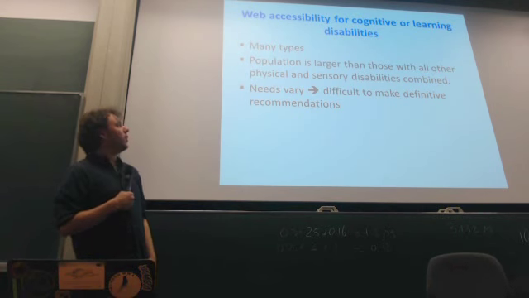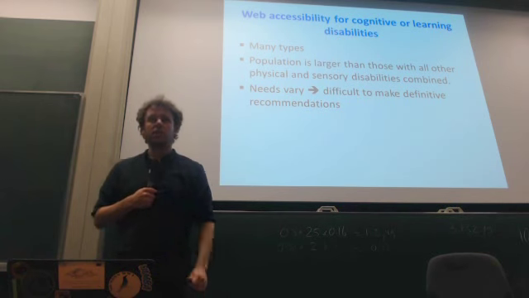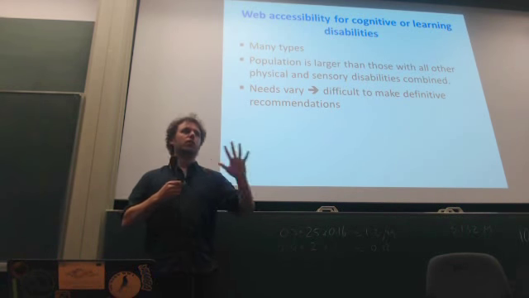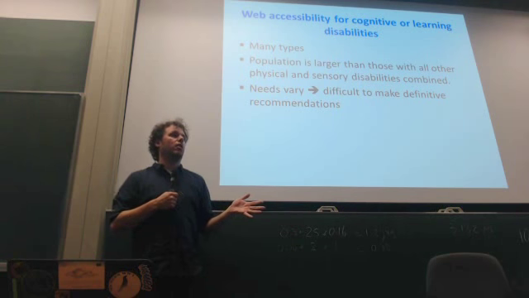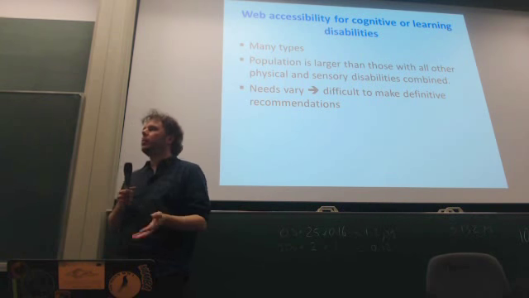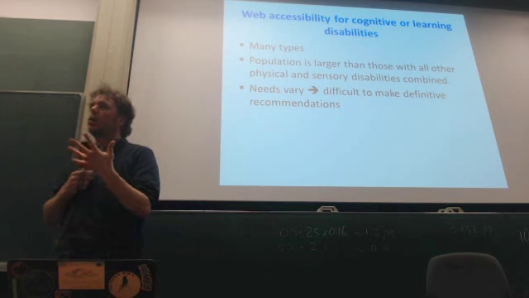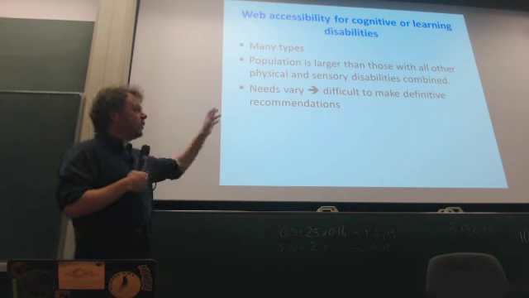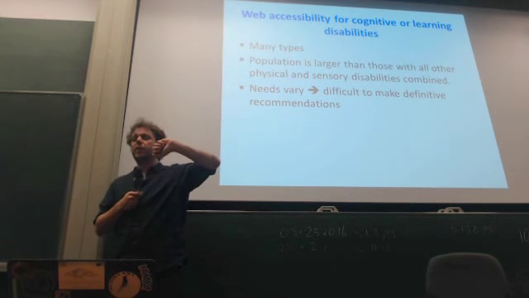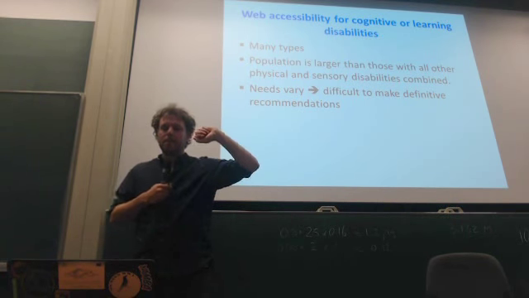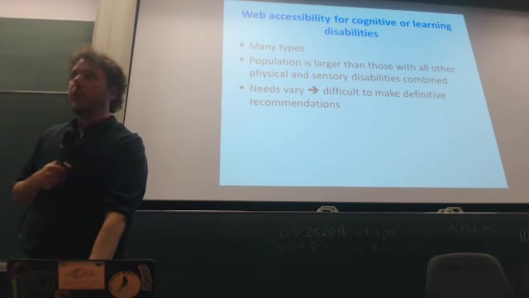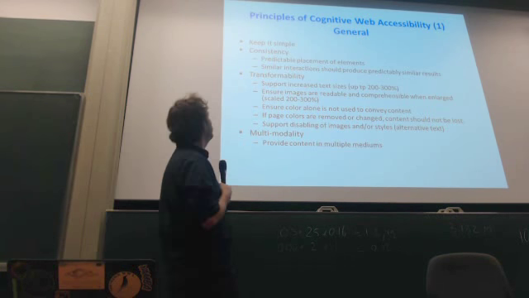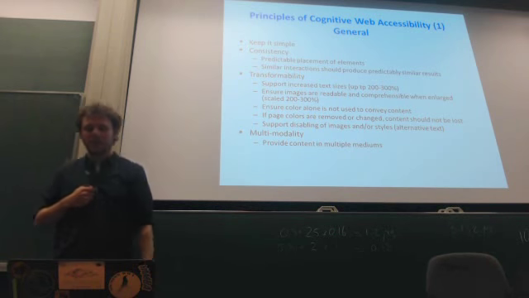Okay, so cognitive or learning disabilities, this is the largest group, right? There's a very large group of people with all kinds of cognitive difficulties, which might not even be impairments or disabilities as such, but cognitively we're even more different than physically, probably. And so it's very difficult to make definitive recommendations, but there is a list of them. I'm not going to go through all of them, but there's like I think 3 pages with very small text. We're just going to start at the top.